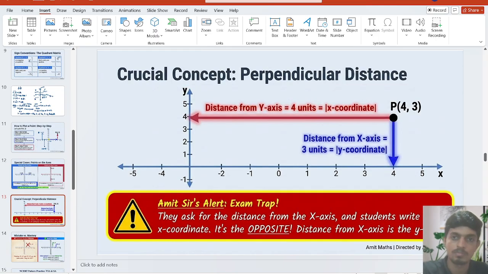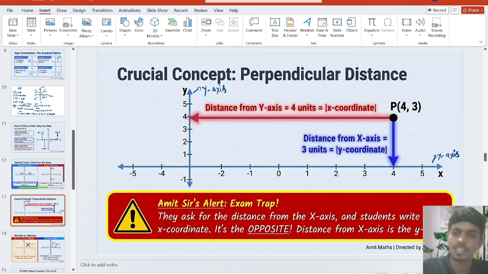Coming to the next crucial concept: perpendicular distance. If anybody asks what is the perpendicular distance of the point from the x-axis, some students say 4, but this is not correct. This is 3 units. As you see, the perpendicular distance from the x-axis is this, equal to 3. To find it you jump along the y-axis. This is the x-axis and this is the y-axis.